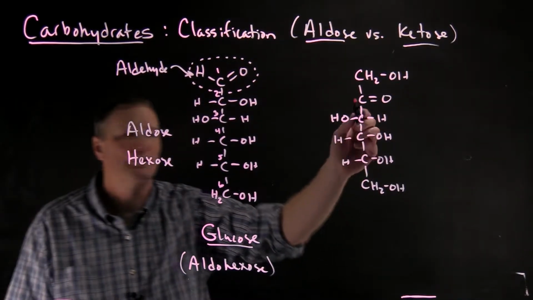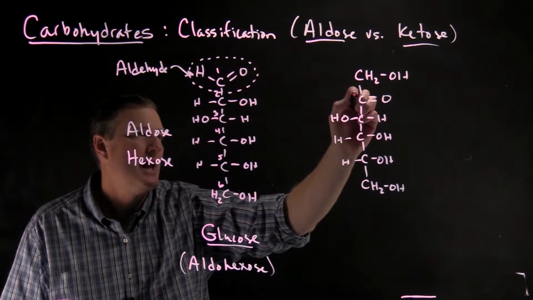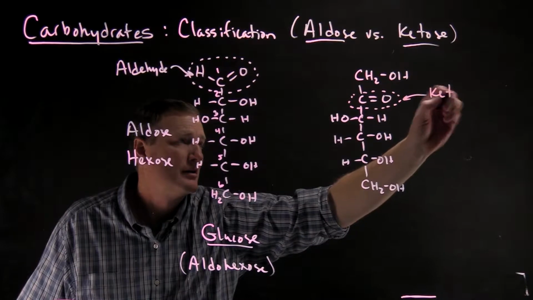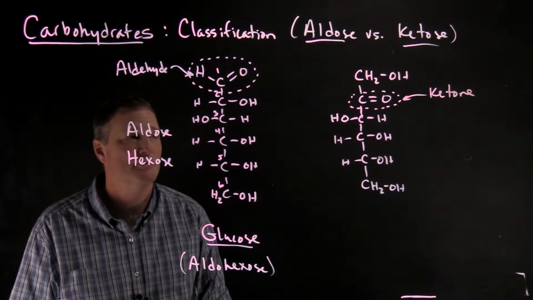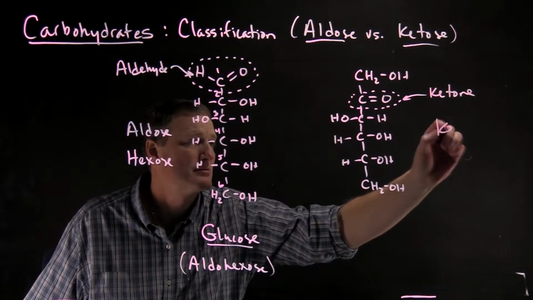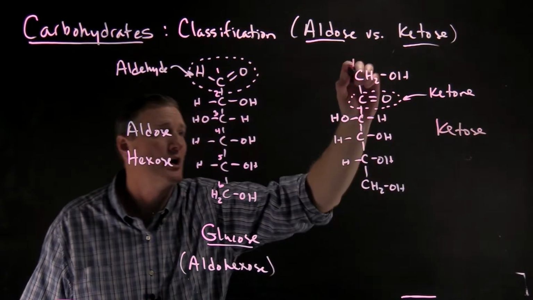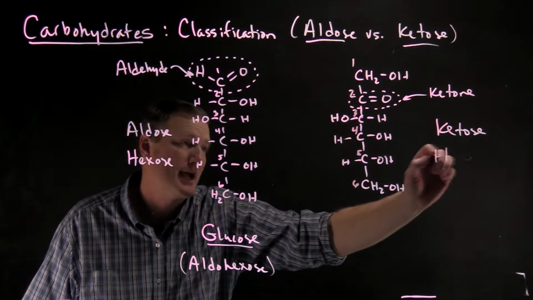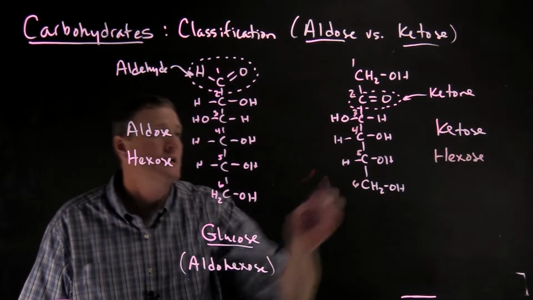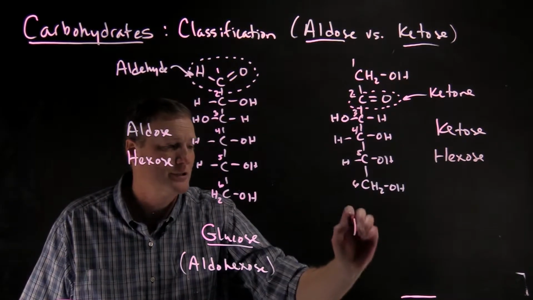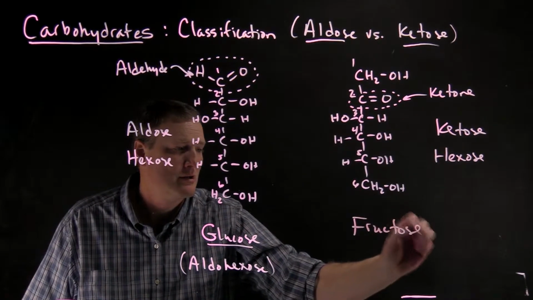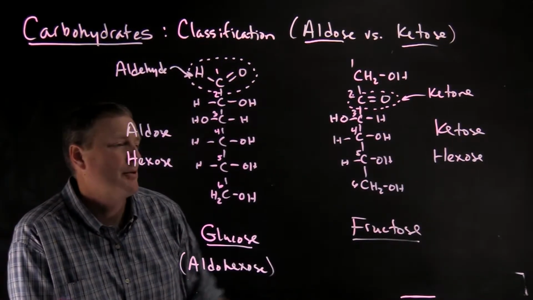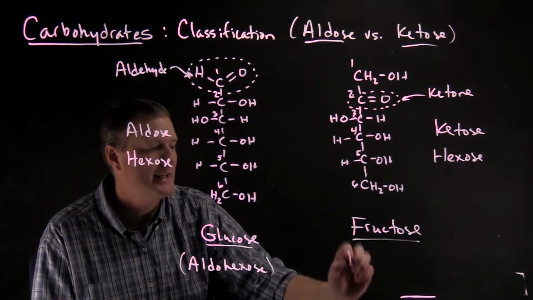Next, we have a compound over here that instead of having an aldehyde, has a different functional group. This is a ketone. Okay, and as you might expect, this is going to be called a ketose. And there are 1, 2, 3, 4, 5, 6 carbons, so this would be called a hexose as well. This particular one is specifically called fructose. You might have heard of high fructose corn syrup. Well, there's the structure of fructose. But fructose could also be classified as a ketohexose.